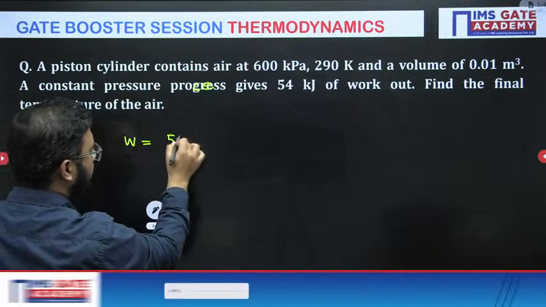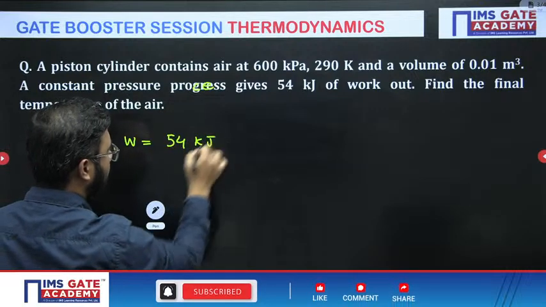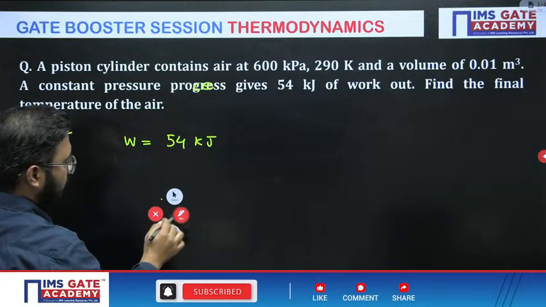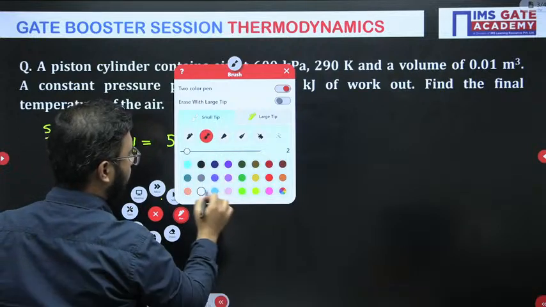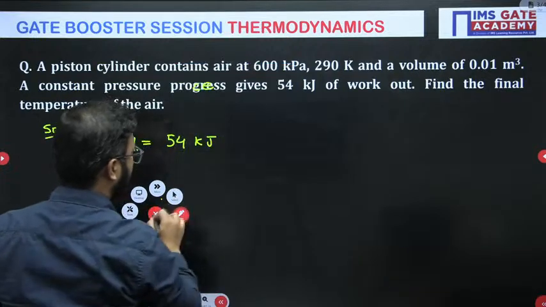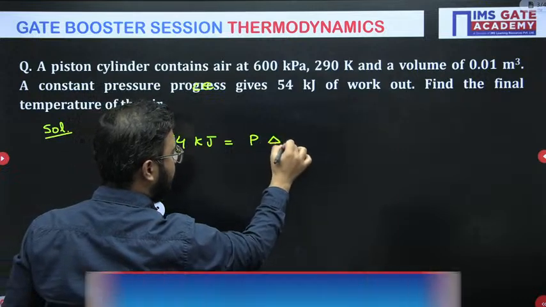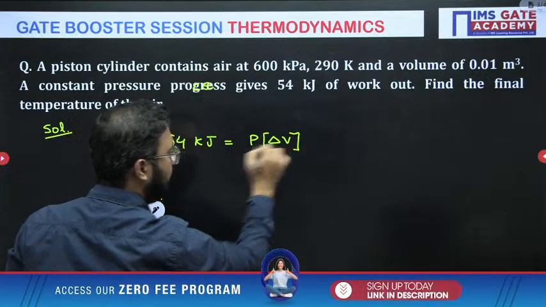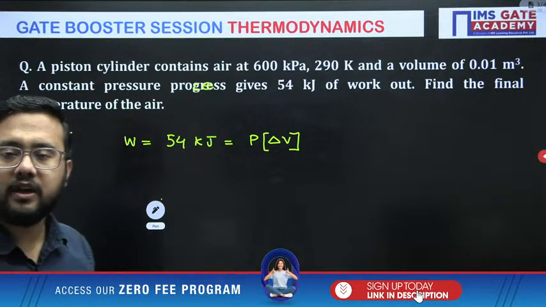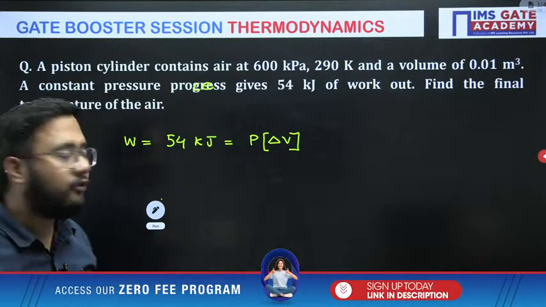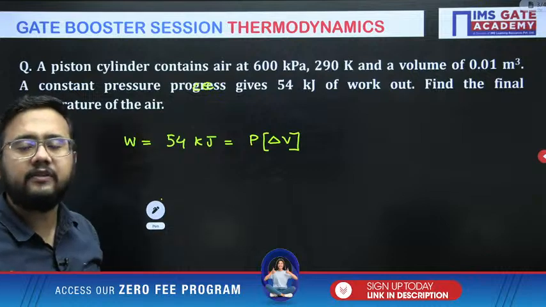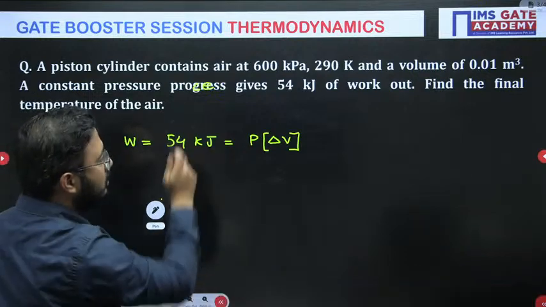They've already given 54 kilojoule of work. And the constant pressure work will be P into delta V. Right? Constant pressure process. What is the work done formula? Pressure into delta V. Delta V is change in volume. So pressure already they have given.